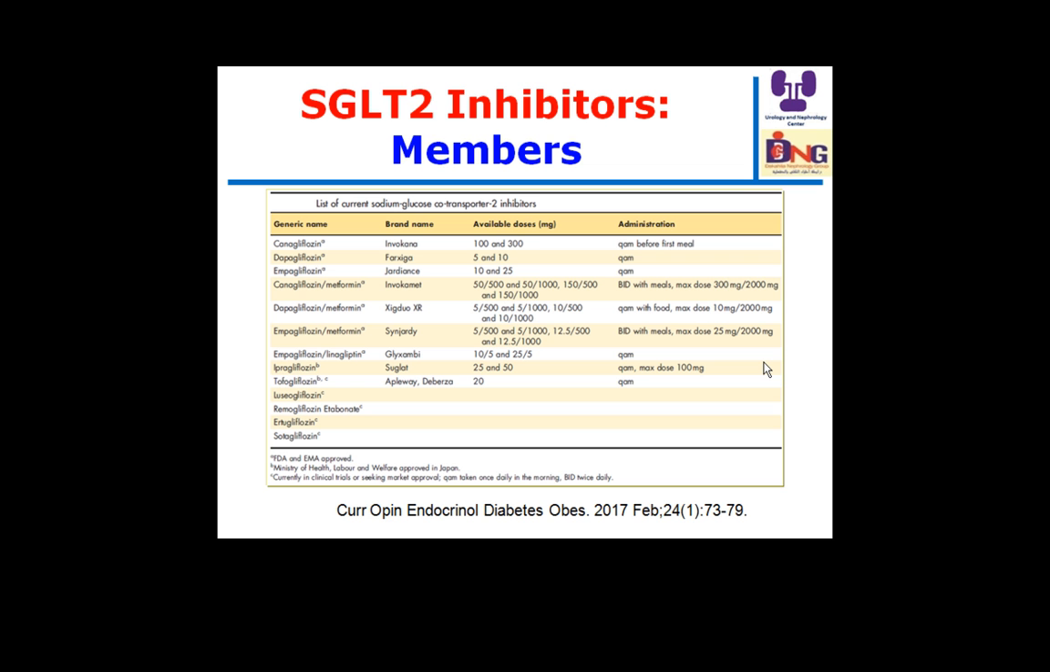What about the pharmacology of this class of drugs? Every day we can find newcomers to the class of sodium glucose cotransporter 2 inhibitors. So this is a list: canagliflozin, Invokana, in doses of 100 and 300 milligram, dapagliflozin, Farxiga, 5 and 10 milligram, empagliflozin 10 and 25 milligram, and any of these drugs in combinations with metformin or DPP4 inhibitors, and other members like ipragliflozin, tofogliflozin, and others.